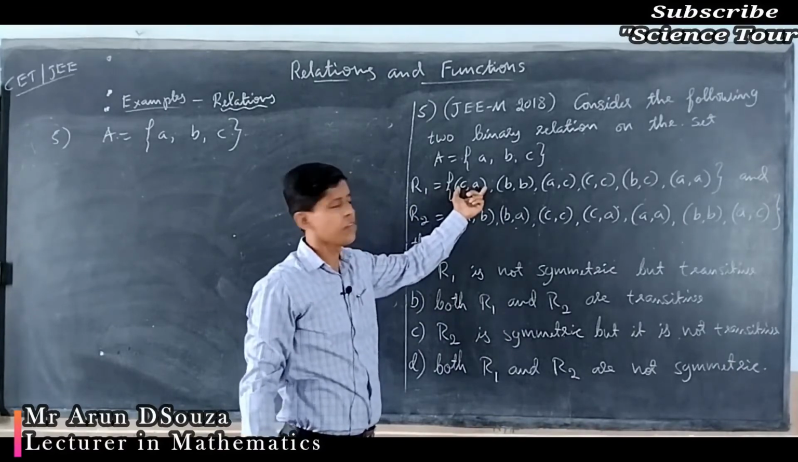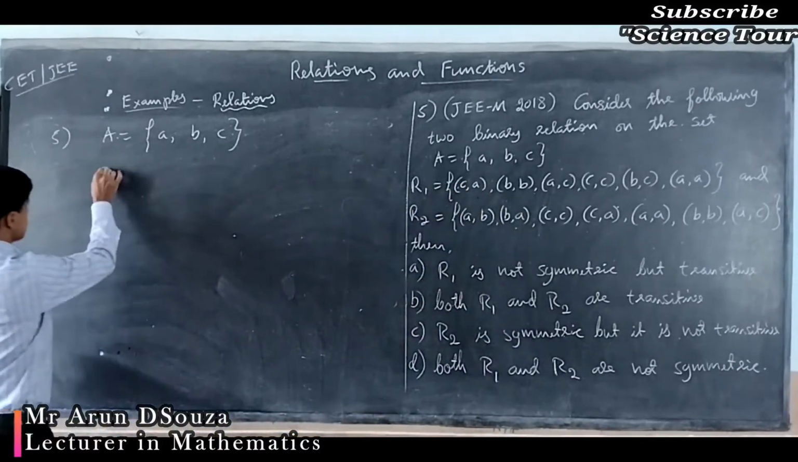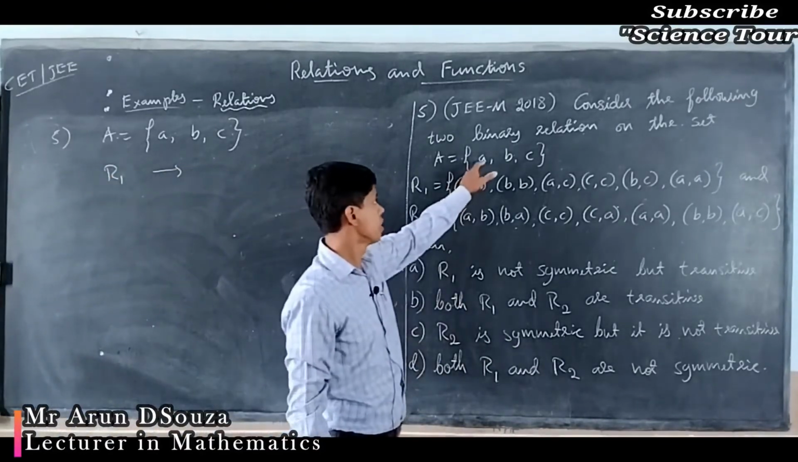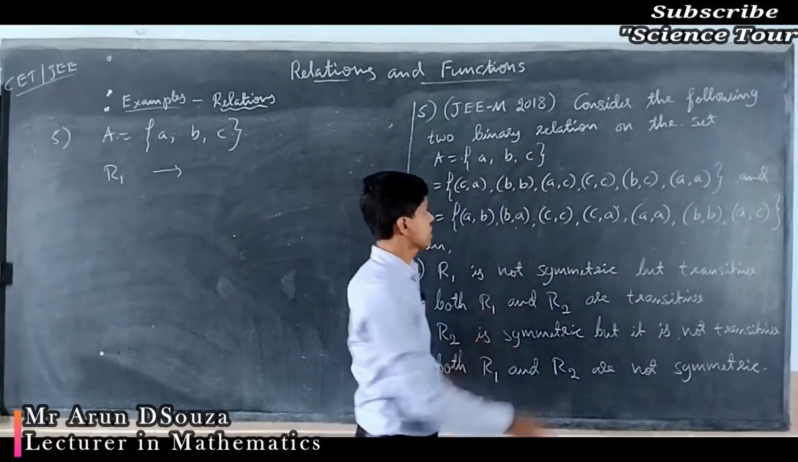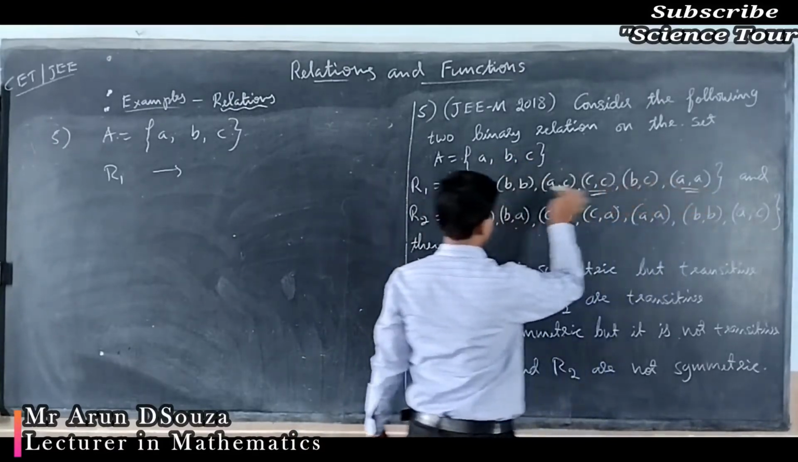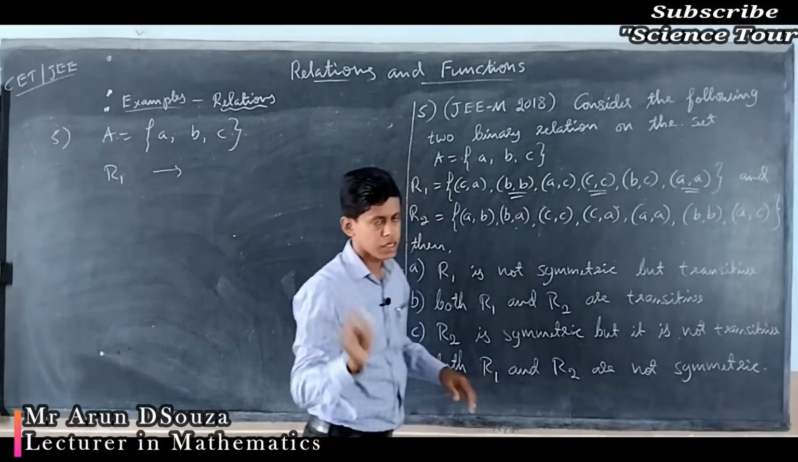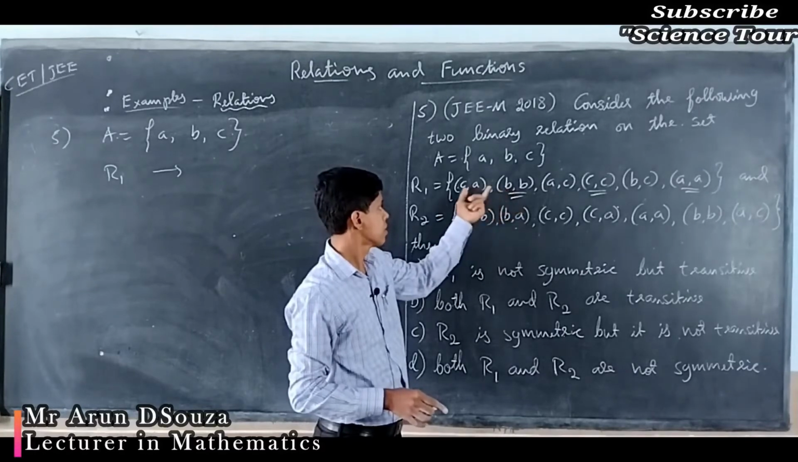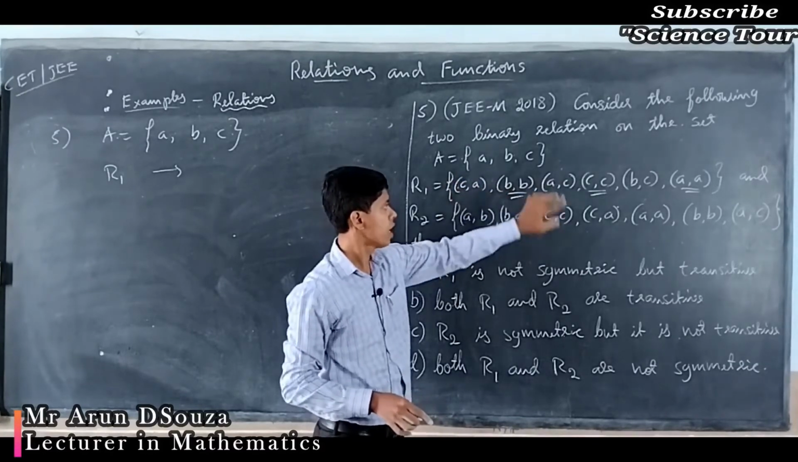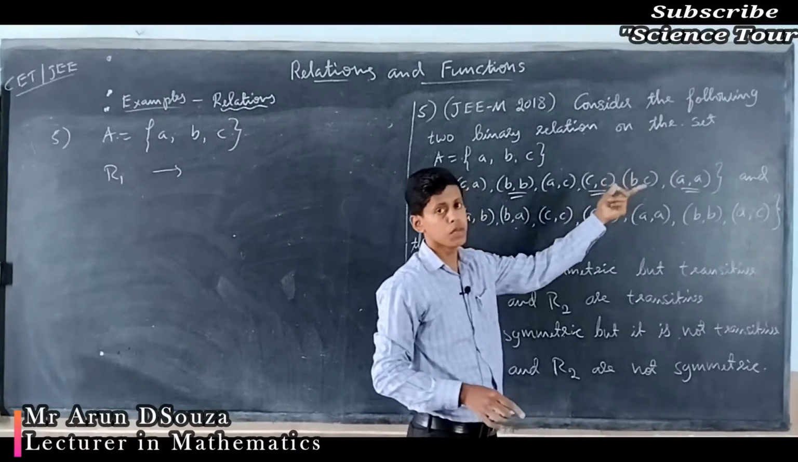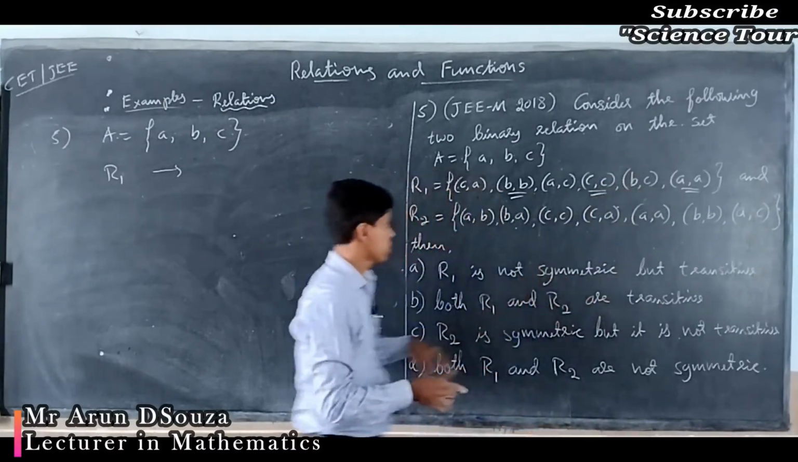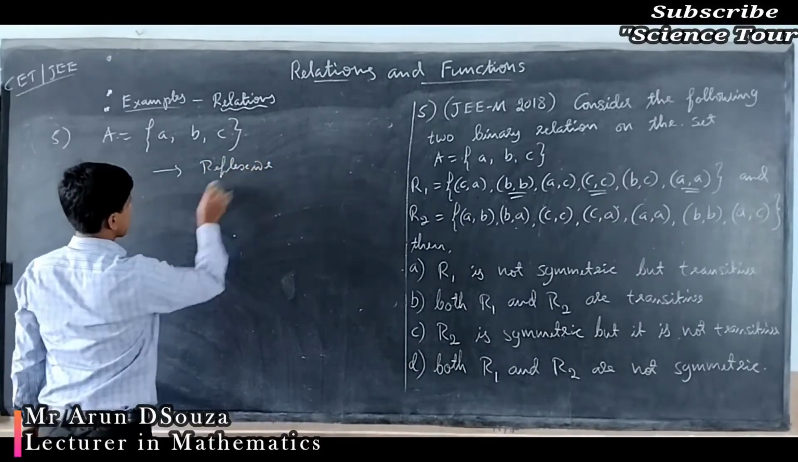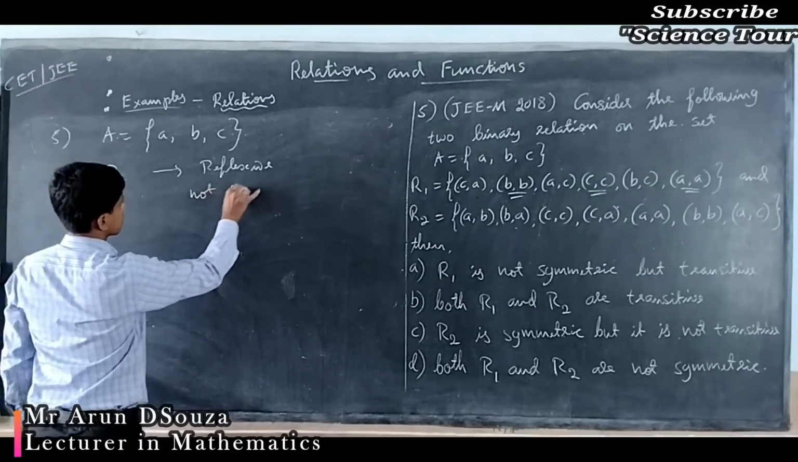See, is it reflexive? R1, is it reflexive? When will it be reflexive? If you have (A, A), (B, B) and (C, C). You have (A, A), (B, B) and (C, C), so it is reflexive. And what about symmetric? Is it symmetric? See, you have (C, A), then (B, C) is there, but (C, B) is not there. It is not symmetric. It is reflexive, not symmetric.